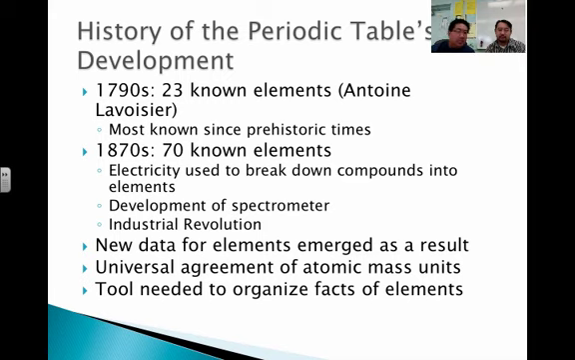Antoine Lavoisier was known as the grandfather of chemistry. Back in his time in the 1790s, there were only 23 known elements, so there wasn't a whole need for predicting or organizing the elements in any kind of fashion. But as time went on, as technology began to catch up, more elements were discovered.